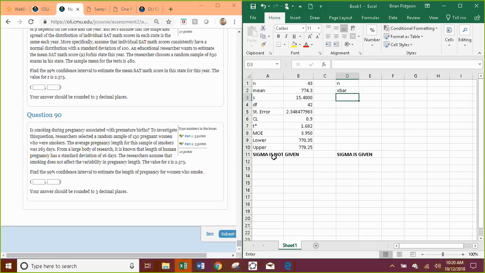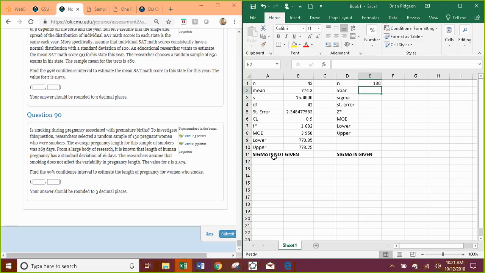So I'll do this whole thing. We need basically n, x bar, sigma. We don't need degrees of freedom because it's a z-score. We need the standard error, confidence level, which we actually don't even need, z-star or z, margin of error, lower, upper. So you actually need less stuff if the population standard deviation is given to you.